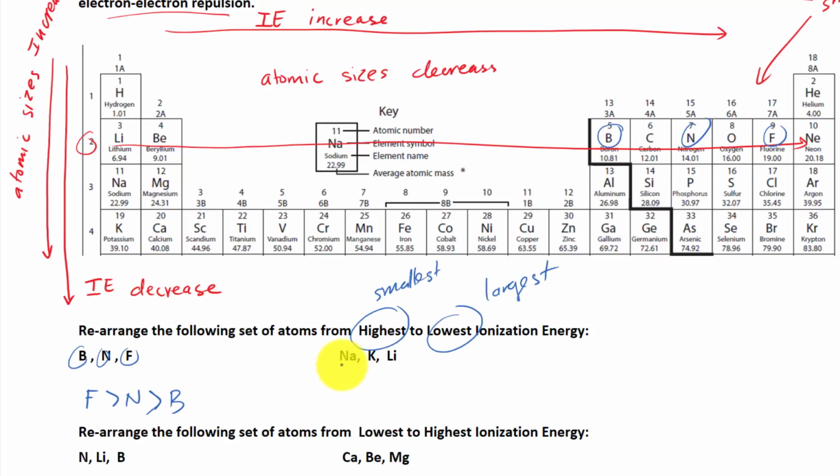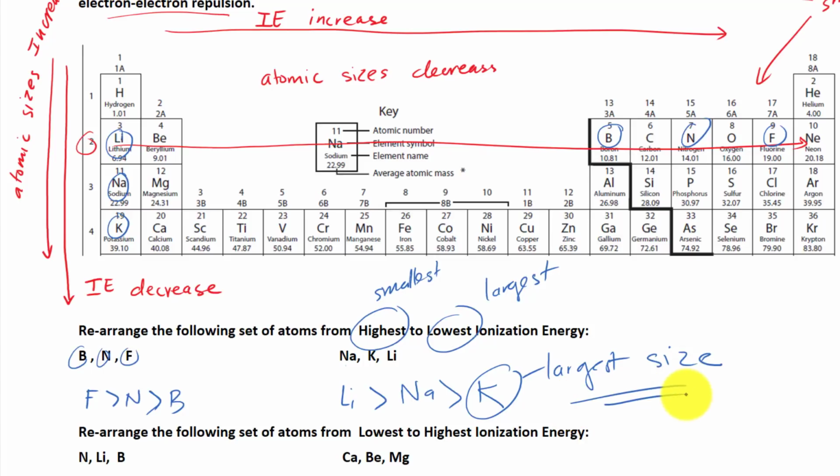Let's try another one. Sodium, potassium, and lithium. And we know that going down, what happens to ionization energy? It would decrease. So the one all the way at the bottom will be the lowest. In this case, the highest one will be on the top. So lithium will be the highest, followed by sodium, followed by potassium. And this right here is your largest size as well. Okay, so keep that in mind. It's the opposite of atomic size.